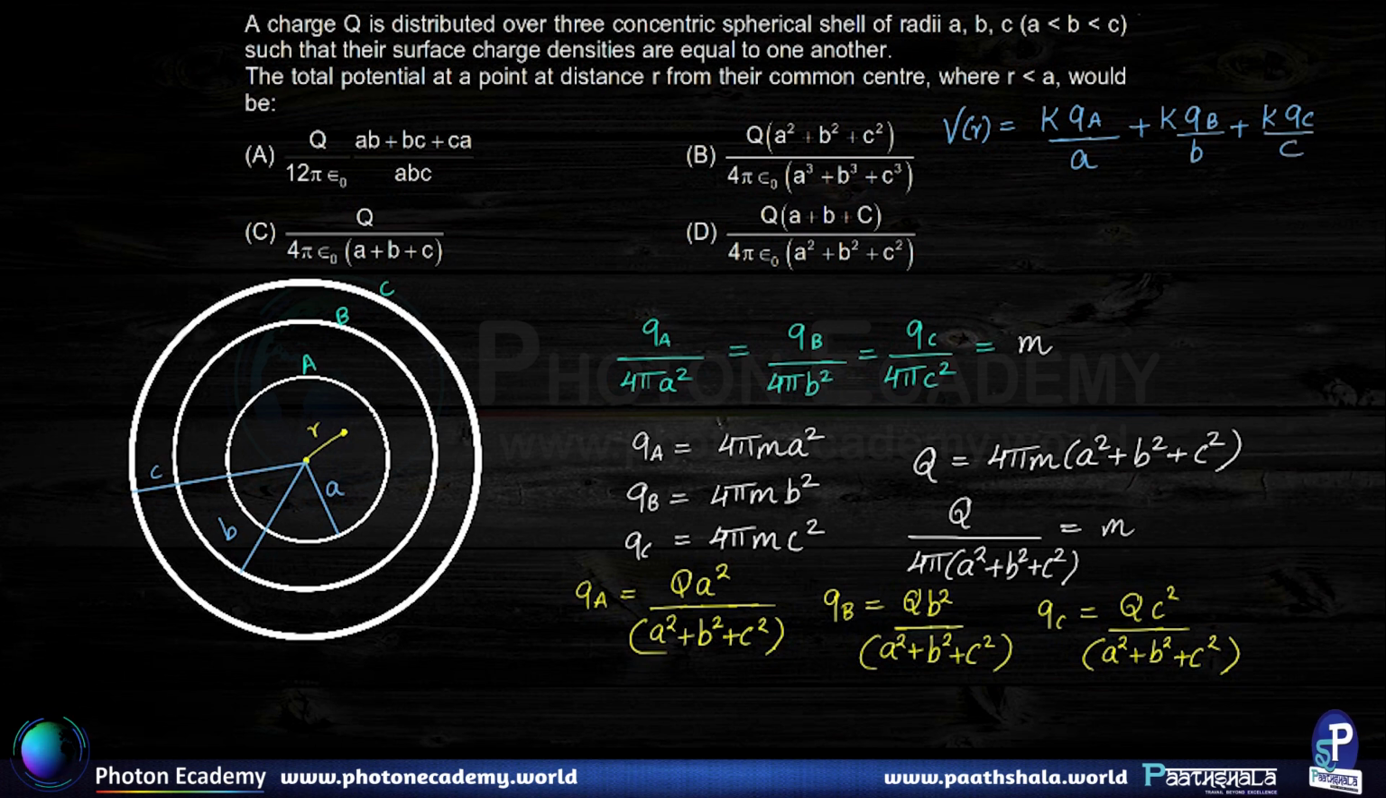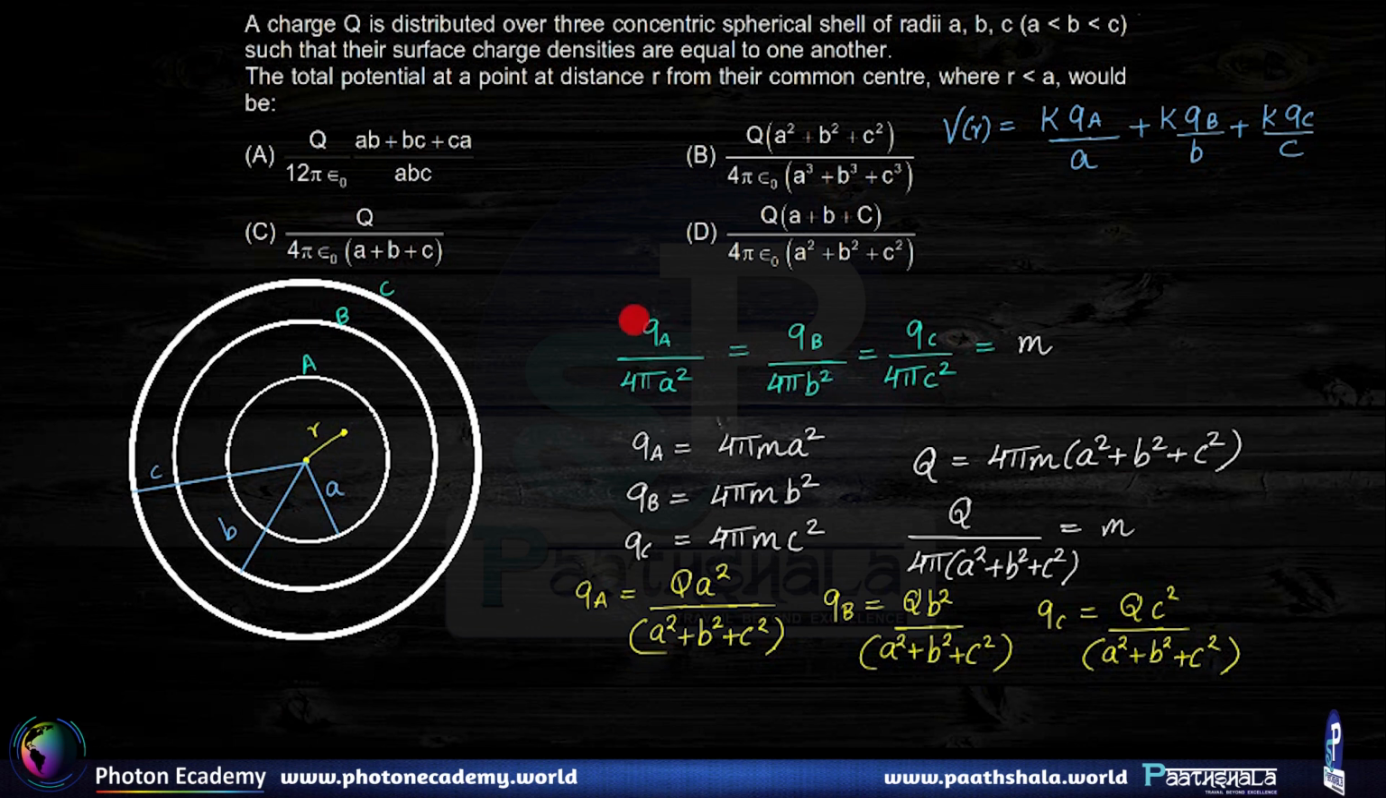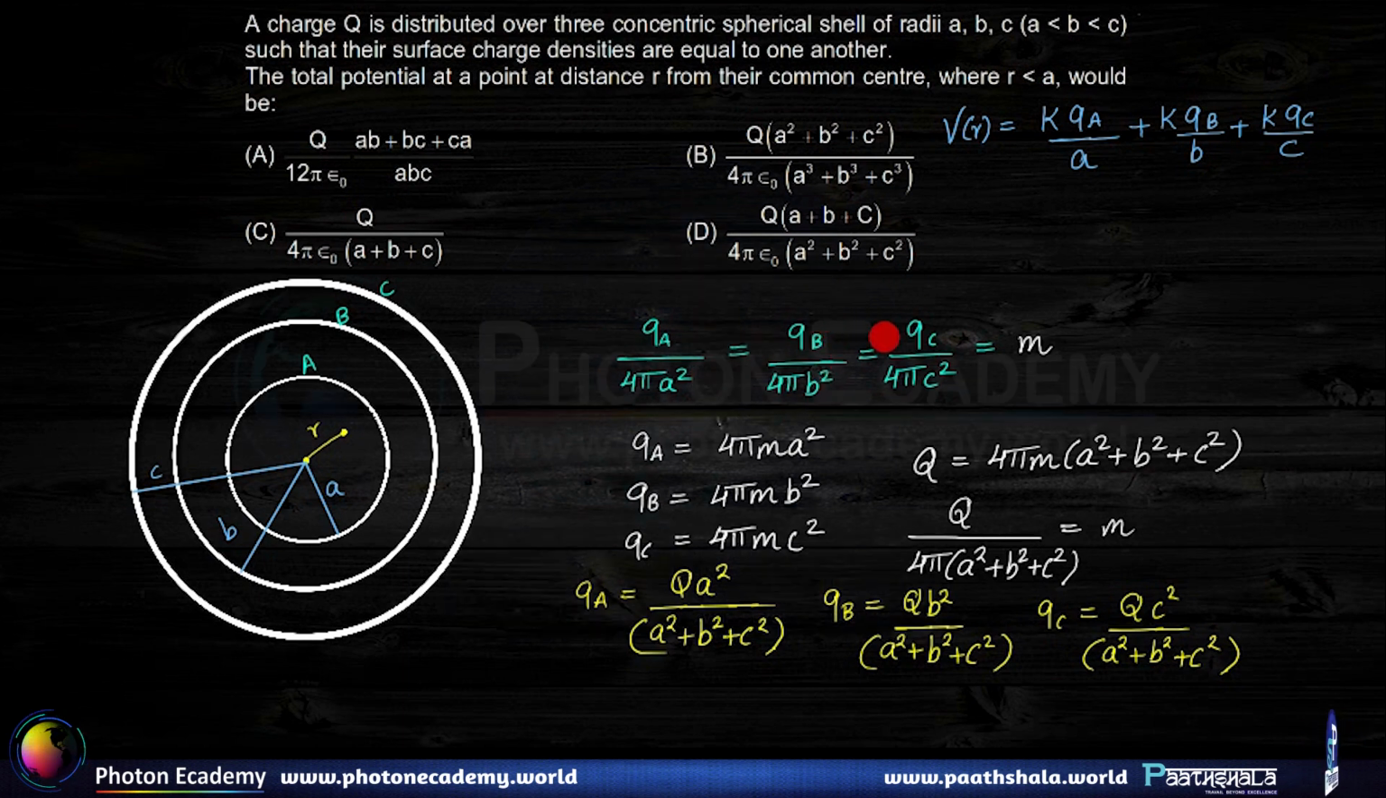Now K is 1 upon 4 pi epsilon naught. So all that remains is to find out Q_A, Q_B and Q_C. That is a relatively simple problem because they have given that these spheres have equal surface charge densities. So what is the meaning of surface charge density? It basically means charge per unit area. So Q_A divided by the area of sphere A, which happens to be 4 pi a square, is equal to Q_B divided by 4 pi b square, is equal to Q_C divided by 4 pi c square. Let us say I call all these quantities equal to m.